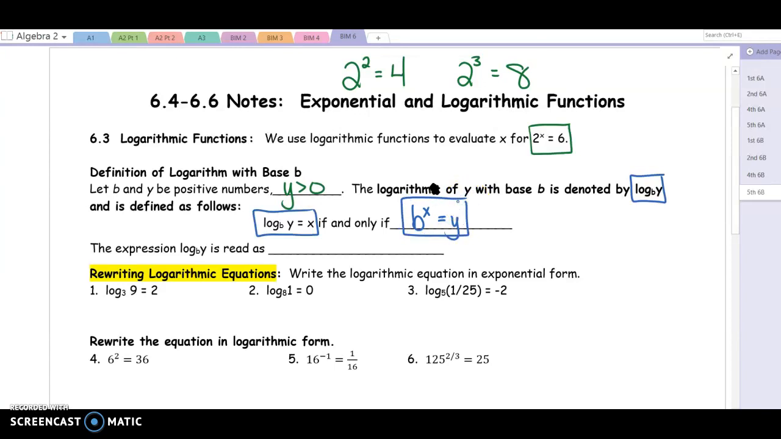On the left is logarithmic form. On the right is exponential form. But these two things mean the exact same thing. We're going to use these two things to learn how to switch from one form to another. The biggest thing you need to know about logarithms is how to change from logarithmic to exponential and how to change from exponential to logarithmic.